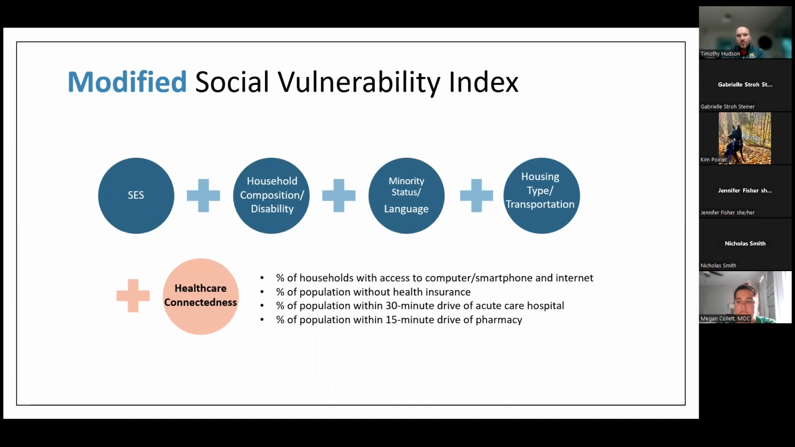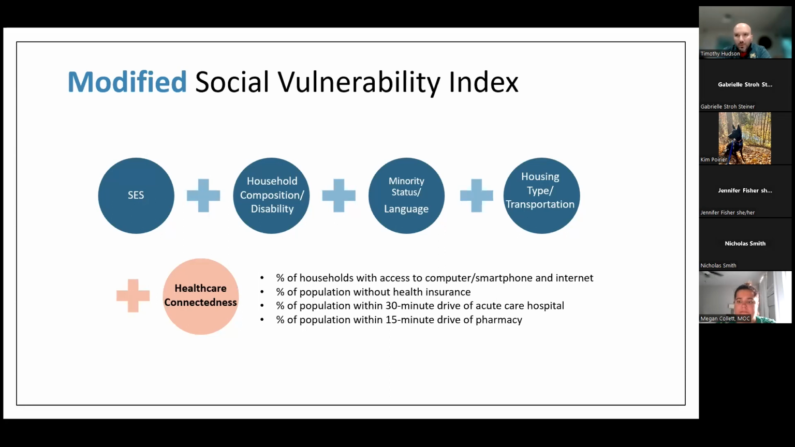So this is the structure of how the Social Vulnerability Index works. There are data points that look at socioeconomic status, housing composition and disability, minority status and language ability of residents within a community, and then housing type and transportation access. Those all come from the American Community Survey. We actually modified it slightly and added one additional component called healthcare connectedness that we thought was incredibly important when thinking about substance use disorder and substance use vulnerability in communities.